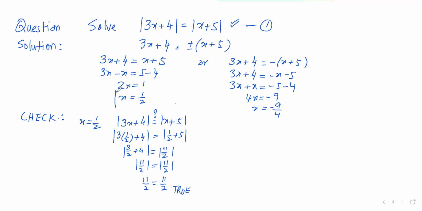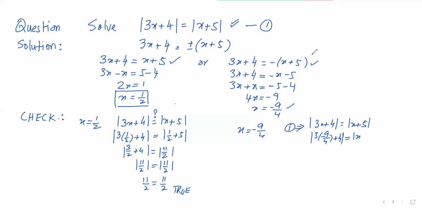So you can highlight this, this is one answer. The other was minus 9 over 4. We'll write this as the final answer after verifying. So x is equal to minus 9 over 4. I'm verifying in the given equation number 1. So 3x plus 4 modulus is equal to x plus 5. So 3 into minus 9 over 4 plus 4 is equal to, because these are for sure the answers for the linear equations, but the given equation was modulus. So we need to verify in the given.